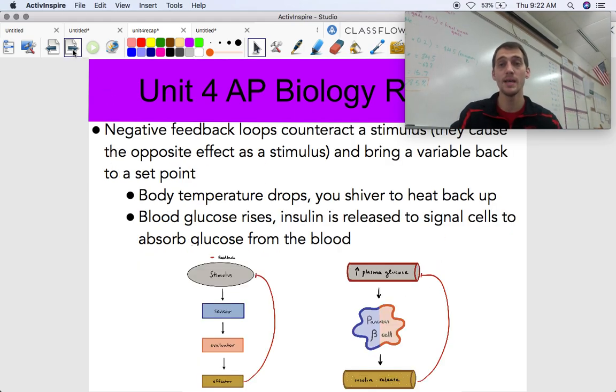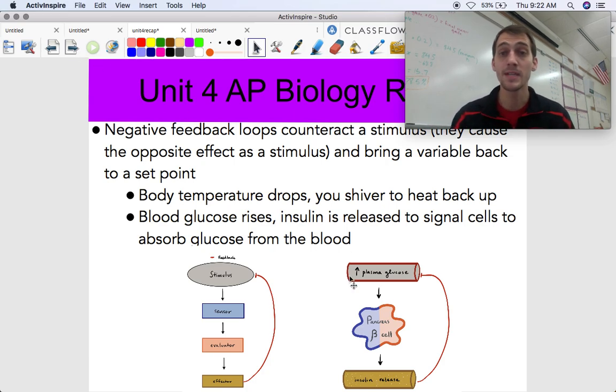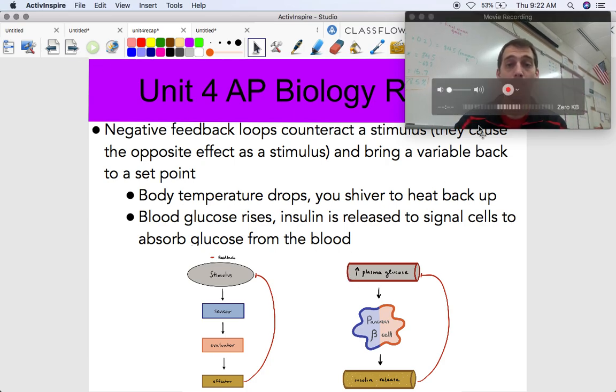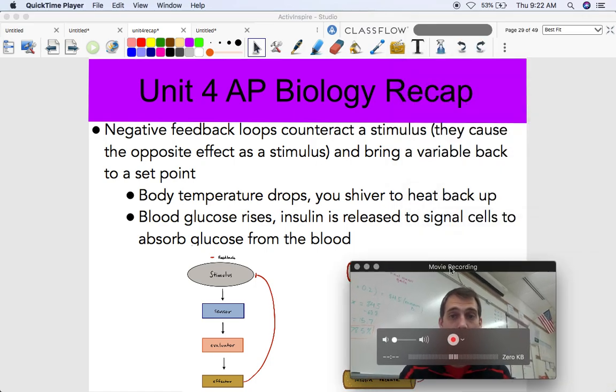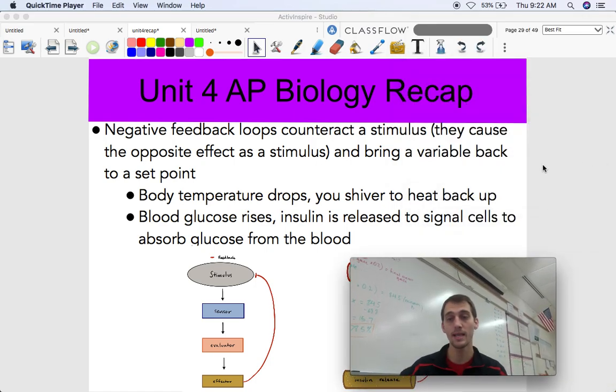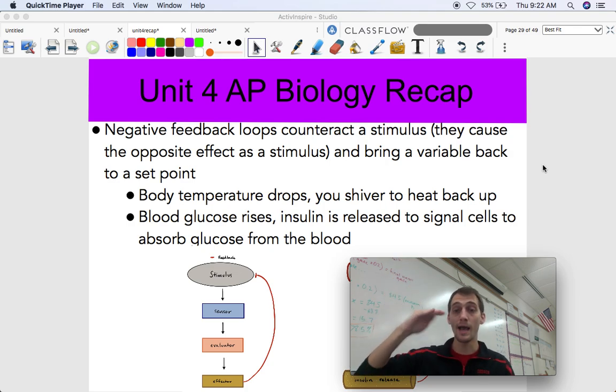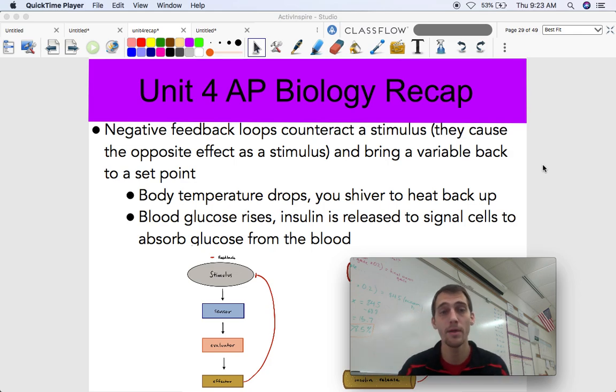Here's a couple more examples. I'm going to talk about positive feedback loops here in a second. Negative feedback loops counteract a stimulus and they cause the opposite effect as a stimulus and bring a variable back to a set point. So just like I said, blood glucose goes too high, bring it back down. Too low, bring it back up. If your body temperature gets too high or too low, it's got to go back to that normal level too. So the first example I put here, body temperature drops, it's cold in here. You shiver to heat back up, right? Muscle contraction produces heat, and it's going to attempt to bring your body temperature back up.